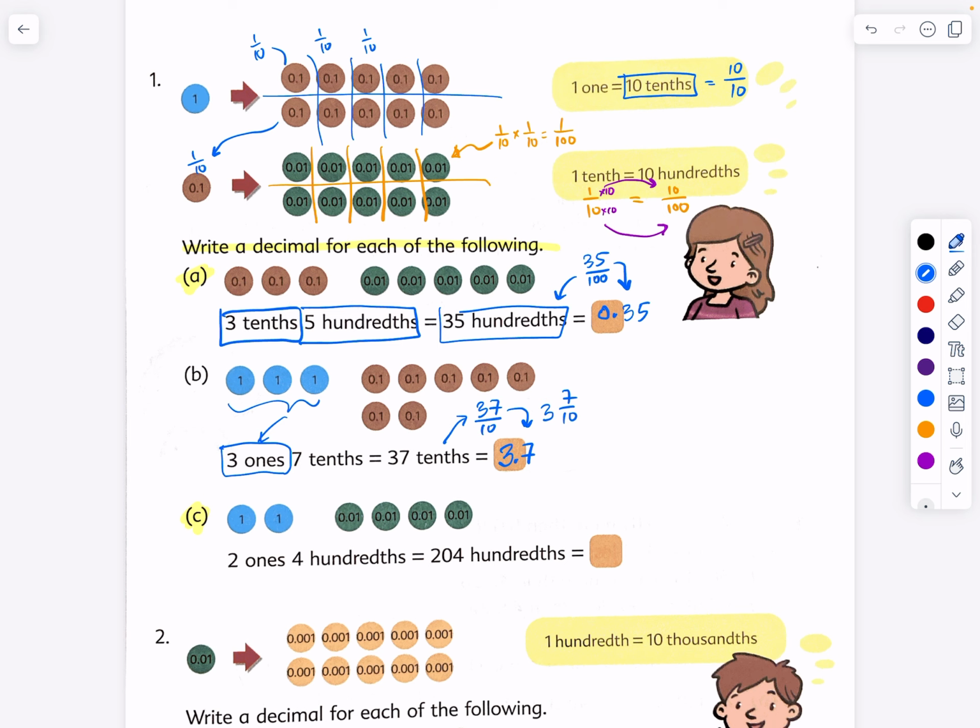And finally, example C, we have 2 ones plus 4 hundredths. We get 204 hundredths. Well, let's try to write it like this. 204 hundredths, we can simplify it into a mixed number as 2 wholes and 4 hundredths, which in turn we can write down in a decimal notation as 2.04. Remember, 2 decimal places. Hundredths have 2 decimal places. Let's move forward.